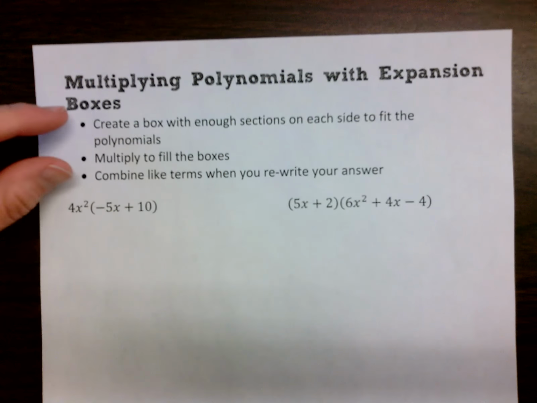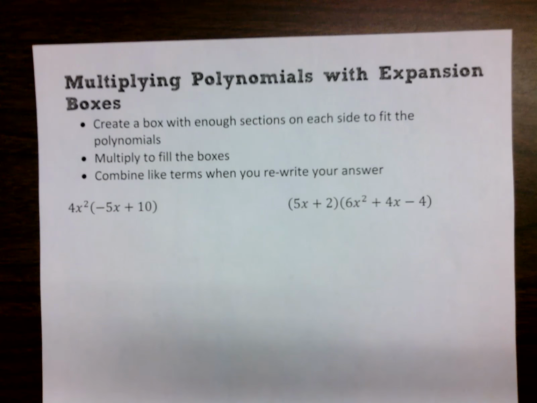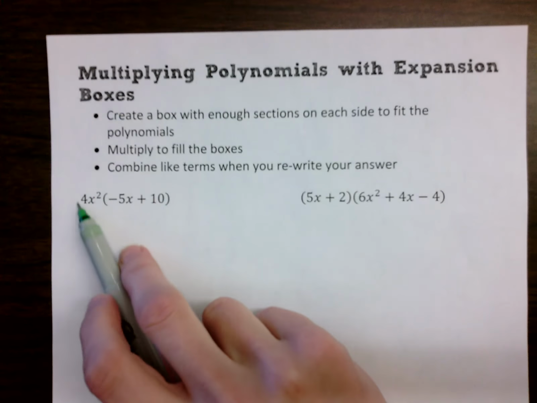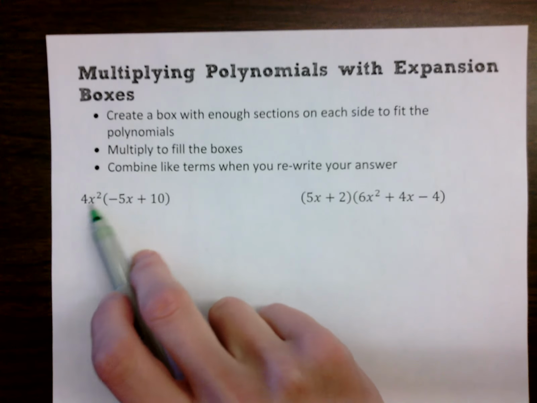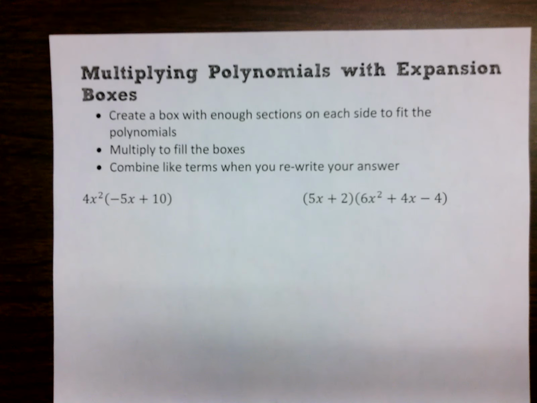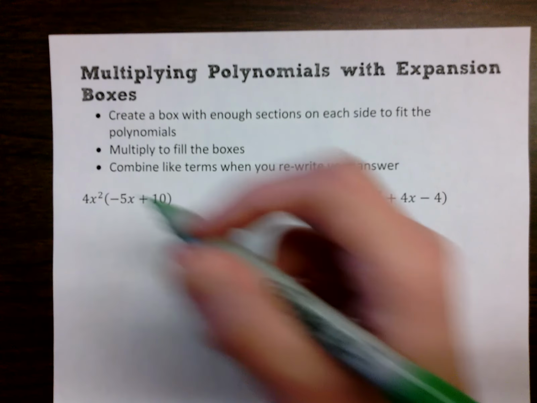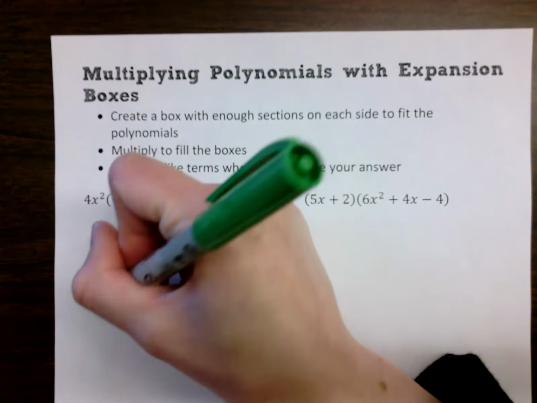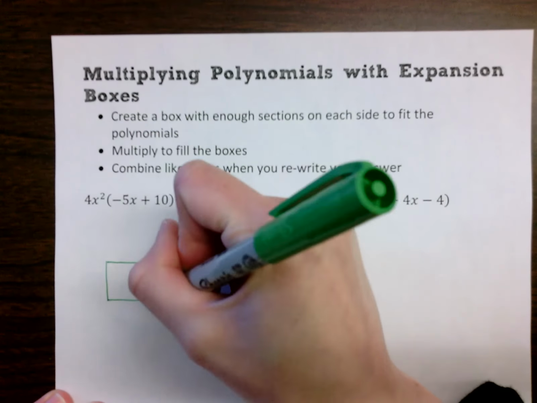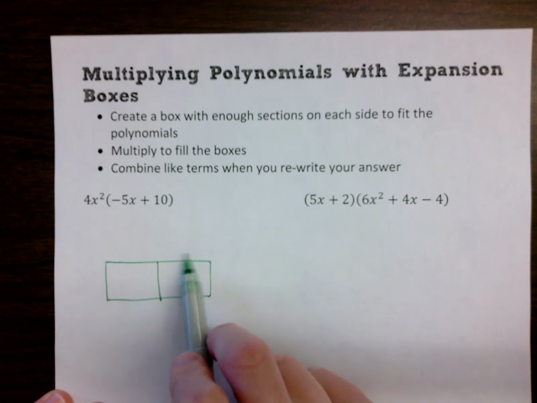Now these directions are not going to make a ton of sense until we actually look at one. So what we're going to do to start with is make a box with enough sections on each side to fit the polynomials. When I look at this polynomial on the outside, there's just one term, and this one has two terms. So I want to make a box that's 1 by 2. I'm making it so that there's one section on this side and two sections on this side.